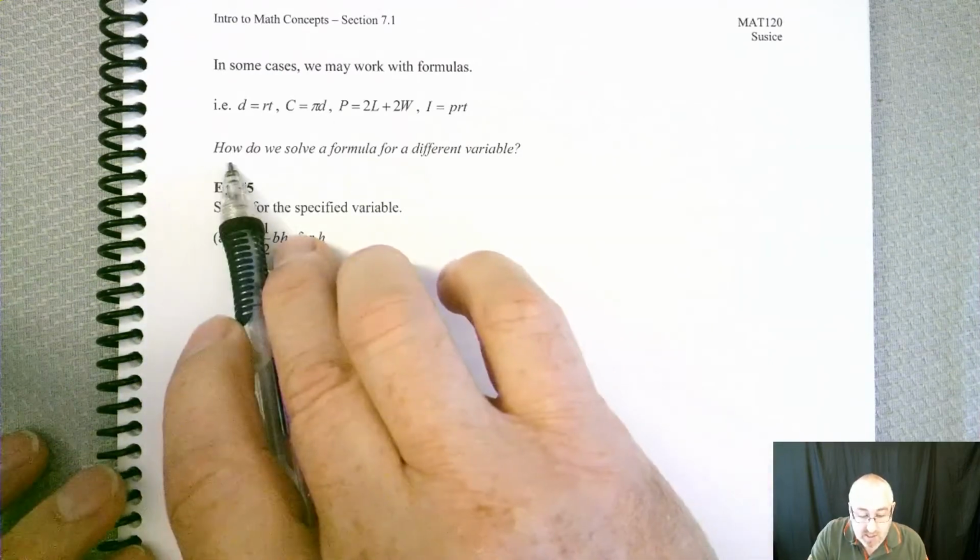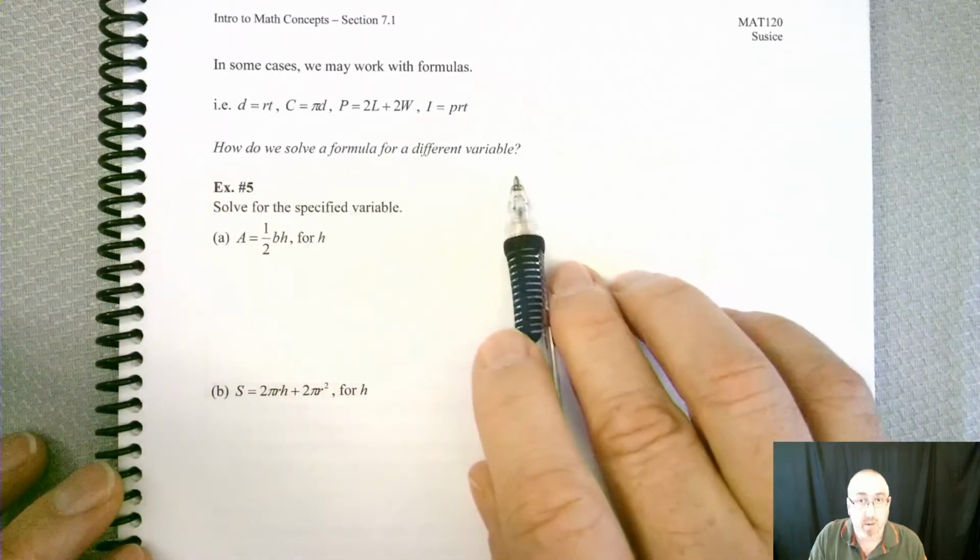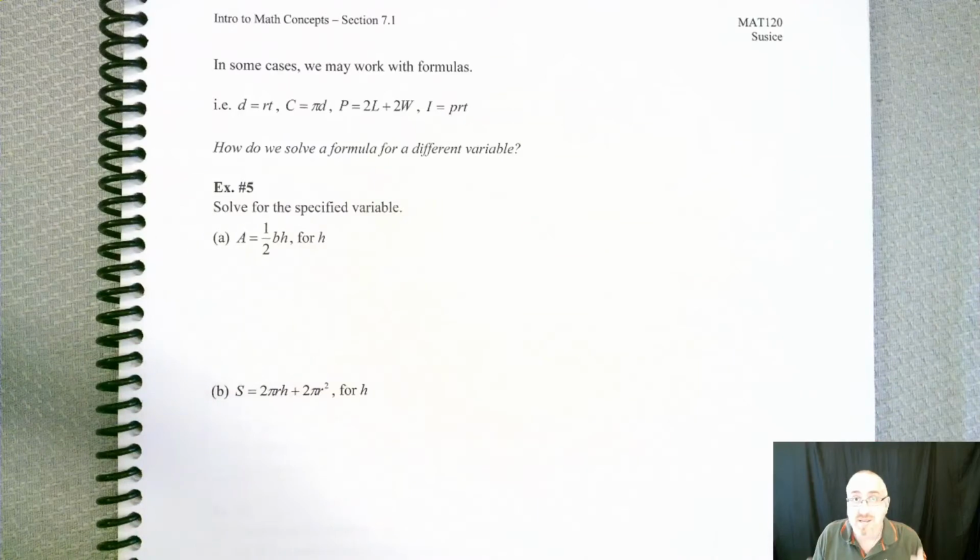So the big question is how do we solve a formula for a different variable? And the answer is using the same properties that we've been using. So let's see how it works.